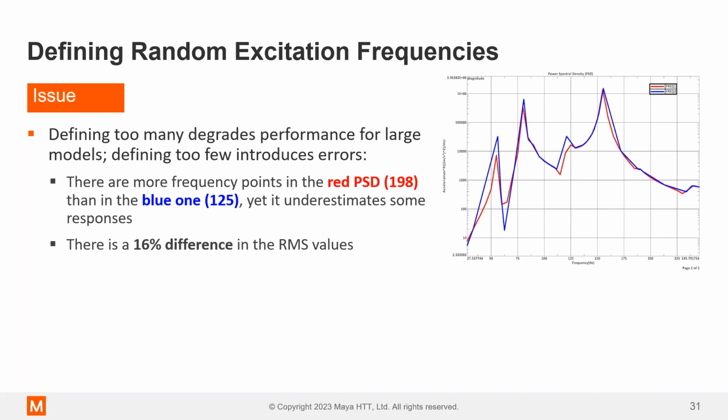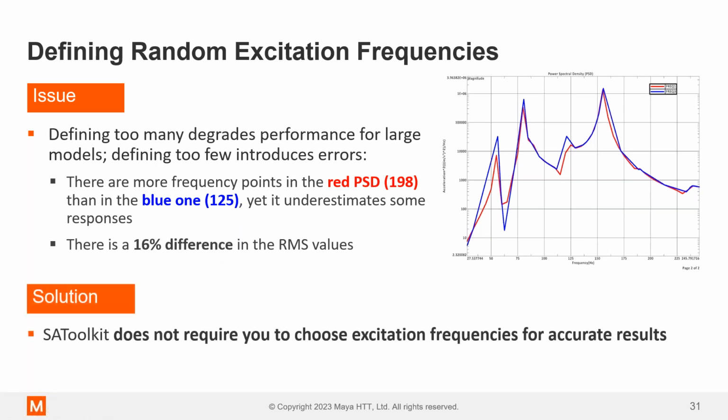And even the way you distribute those frequencies matters. You can see here this red line, the PSD, has way more frequencies included where they did the calculation, but because they didn't line up appropriately with the natural frequencies, the blue line with fewer is actually more accurate, and there's a 16% difference. So with SA Toolkit, you don't have to worry about this. It takes care of this for you. It does it accurately. You don't have to wonder if you're doing it right. You don't have to slow down your performance by putting in too many to hope you get it right. It's all done for you.